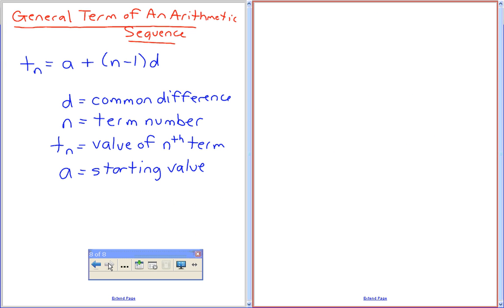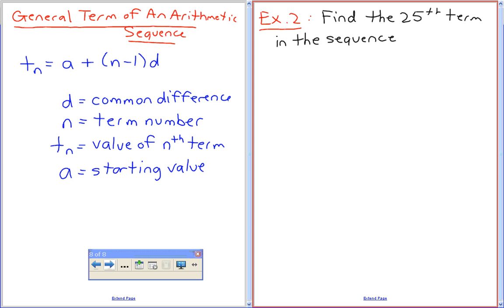Example 2 says, find the 25th term in the sequence: negative 20, negative 16, negative 12, negative 8. I'll do the first one with you guys, you do the rest. Okay, we'll do the first one as a class, and I will let you do the second one yourselves.